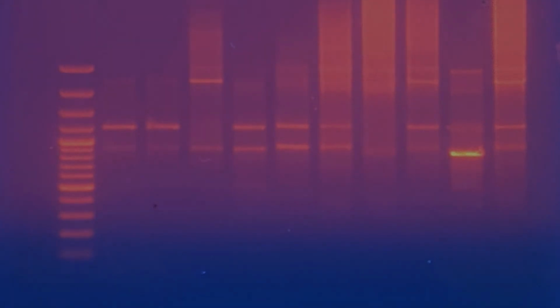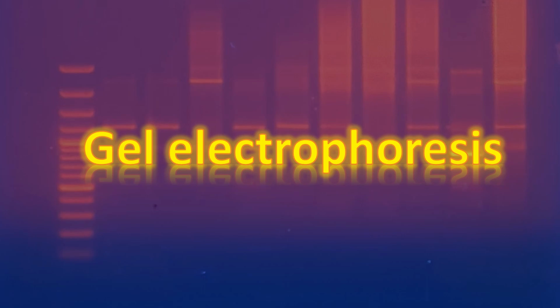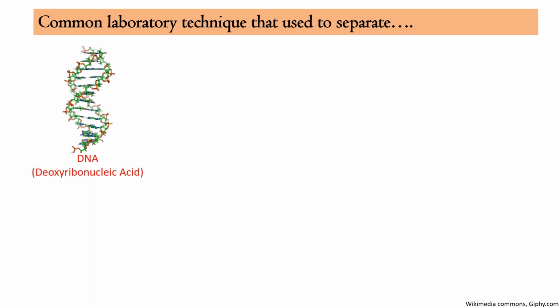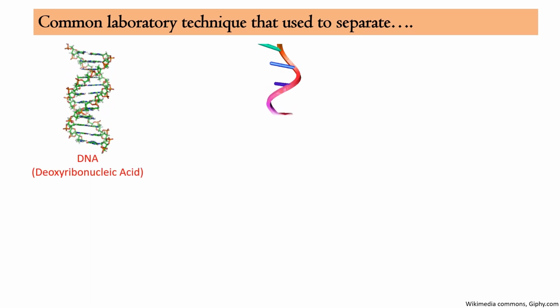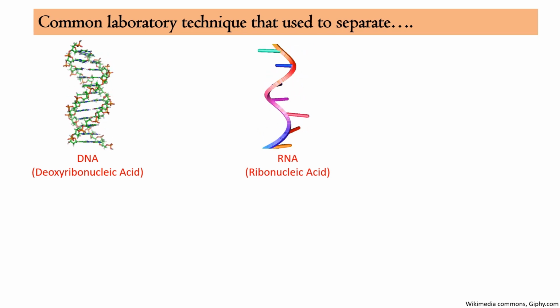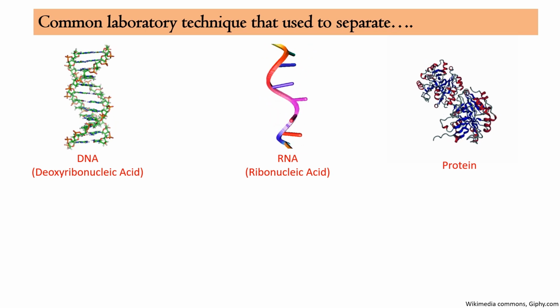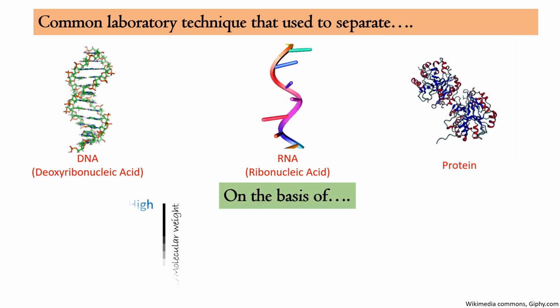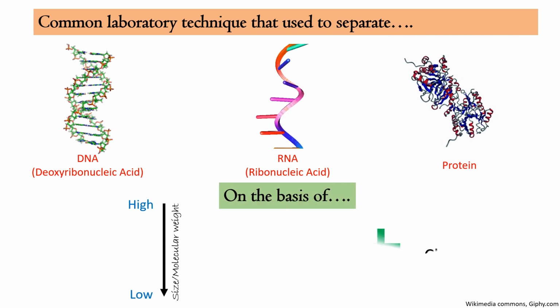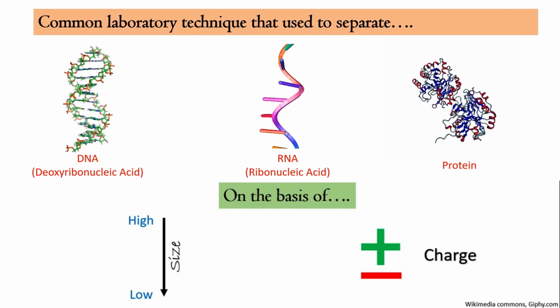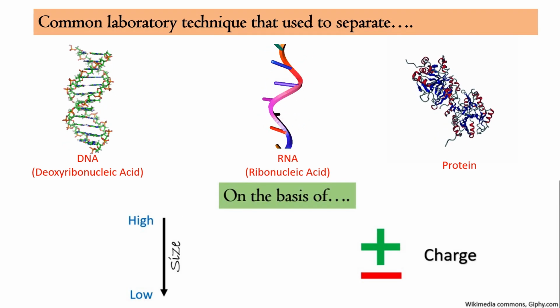In today's video, we will go through the topic of gel electrophoresis, the most commonly used technique in the research labs. This technique is used to separate DNA, deoxyribonucleic acid, RNA, ribonucleic acid, and proteins. The separation is carried out based on the size or molecular weight and on the basis of charge of a particular molecule in the presence of electric current. So let us learn its basic principle.